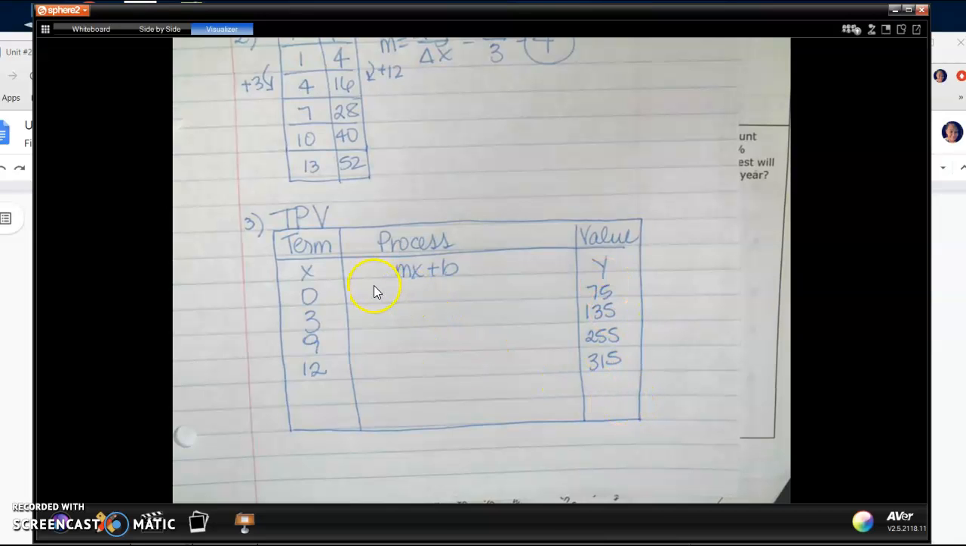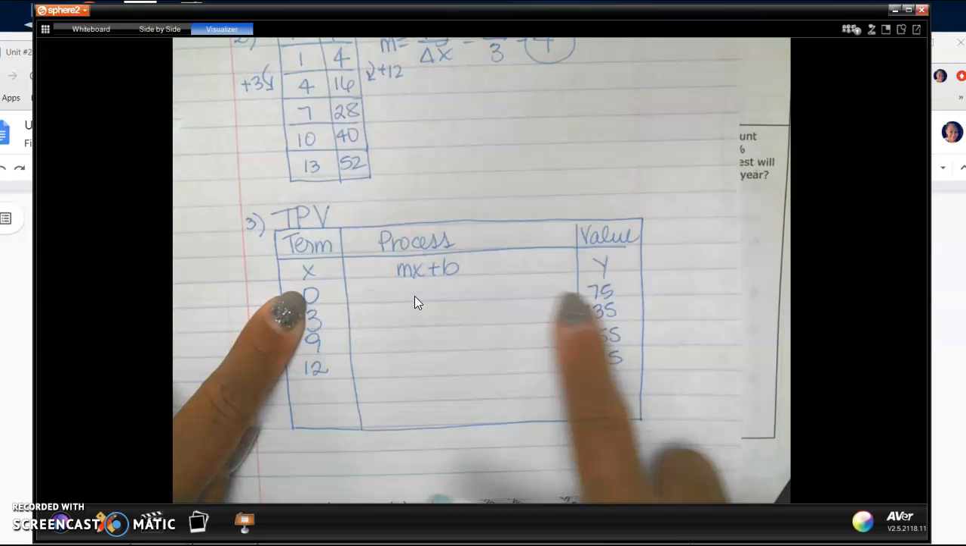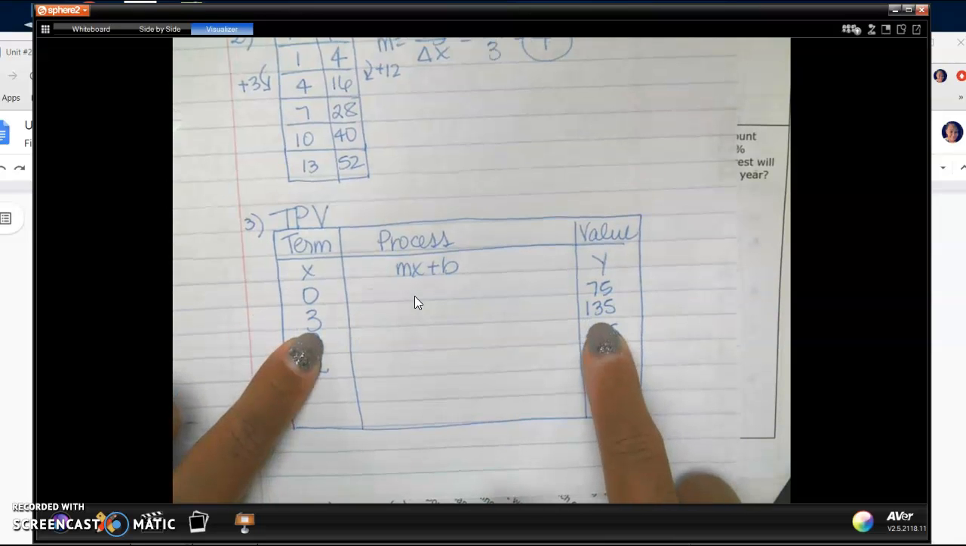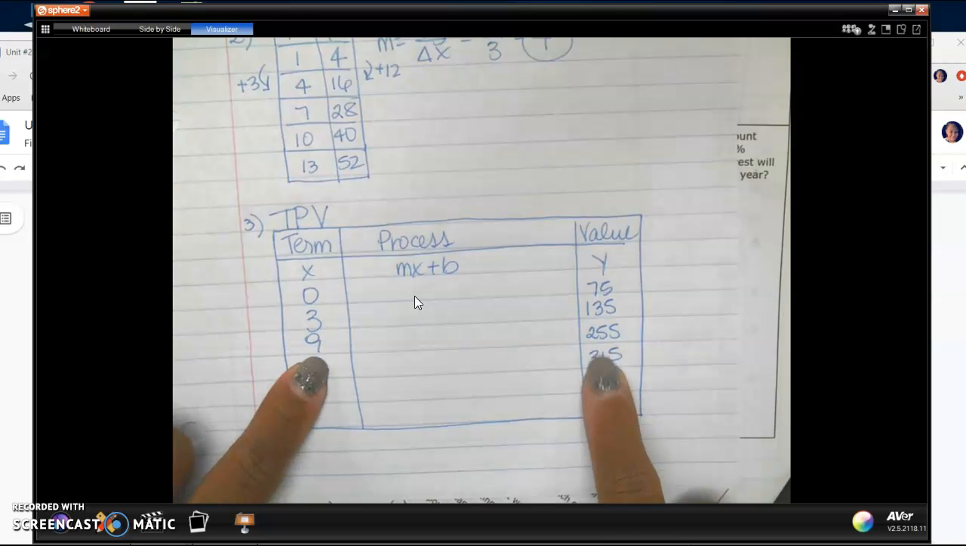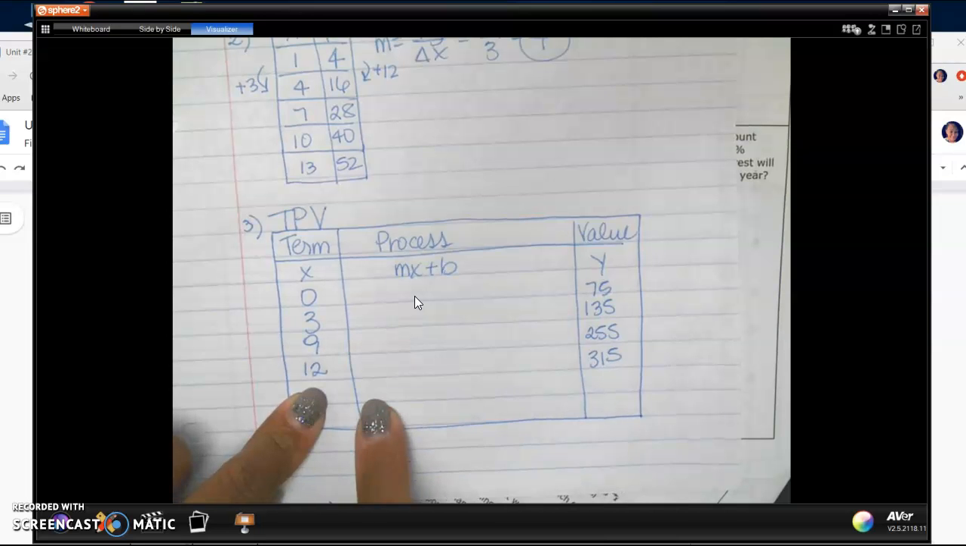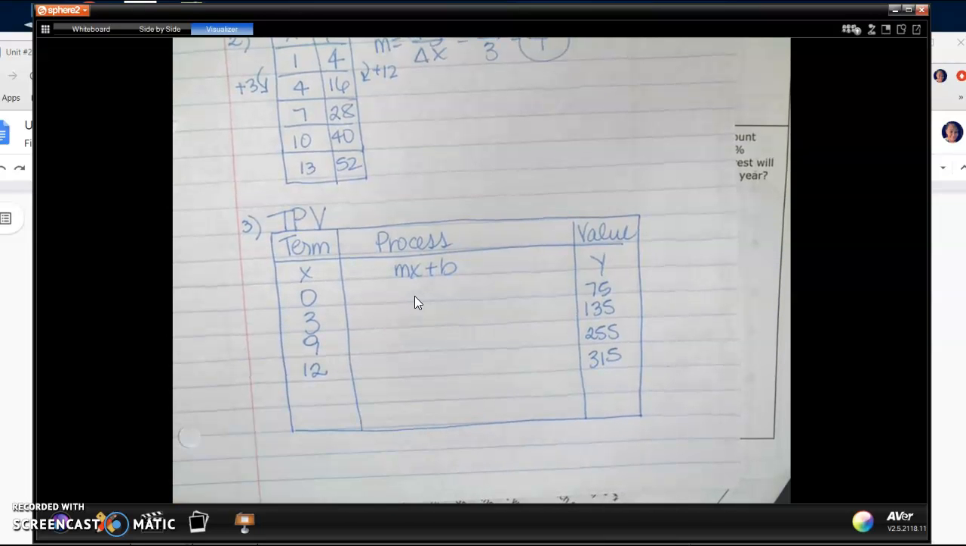What am I supposed to do here in the process? What am I doing to my 0 to get 75? What am I doing to my 3 to get 135? What am I doing to my 9? And what am I doing to the 12? What are the steps?